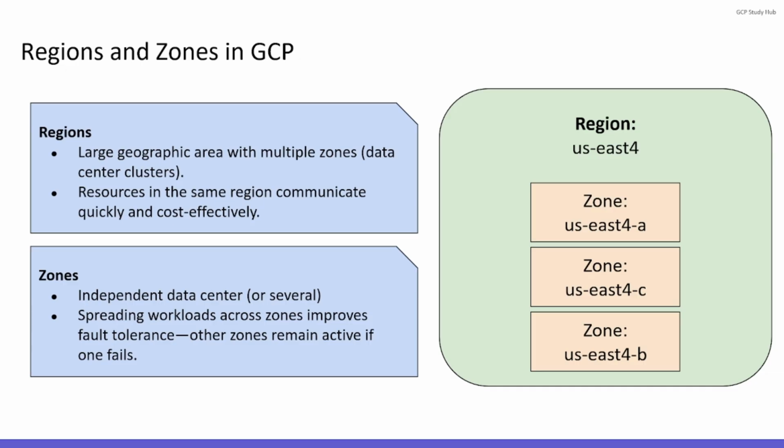As an example, we have the US East 4 region, which consists of multiple zones: US East 4A, US East 4C, and US East 4B. Each of these zones can contain one or more data centers, and they are all part of the larger US East 4 region, allowing for efficient resource communication and fault tolerance across them. For this certification, these concepts are relevant when deciding where to deploy a database and how to configure replication across zones or regions, for example.